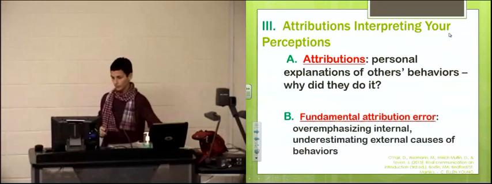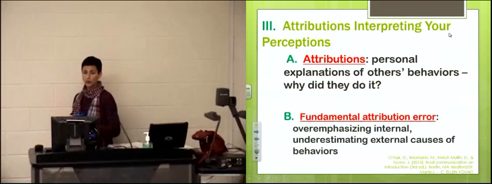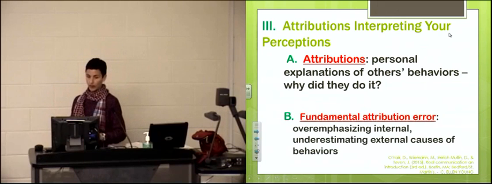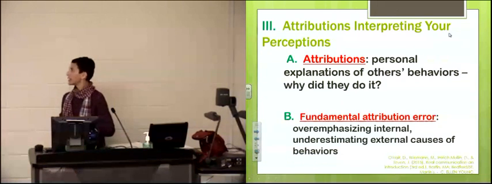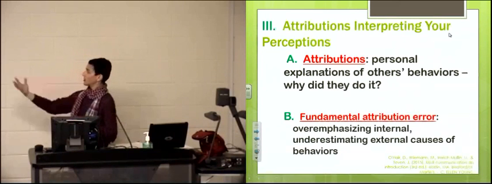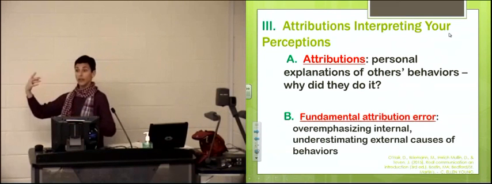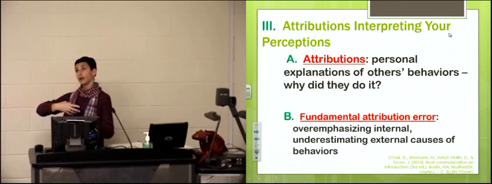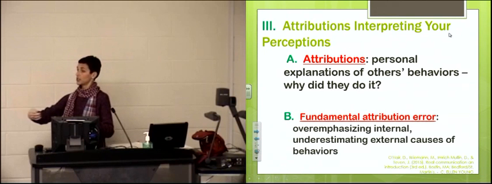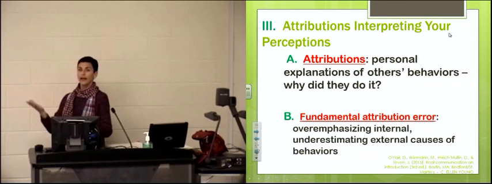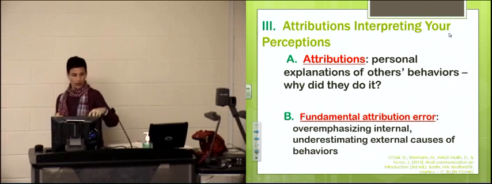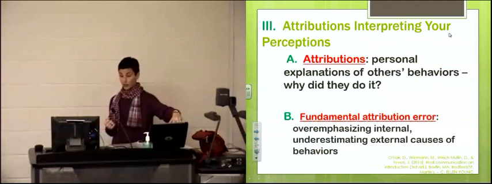Oh, I was wrong. There's one more thing. Attributions. This is an important word for you to know. The attributions are a way of explaining other people's behaviors, why they did something, why they did not do it, and that's related to interpretation at the end. So why someone did something, why someone said something, we look at their motives, and that's called attribution. That has to do with perception.